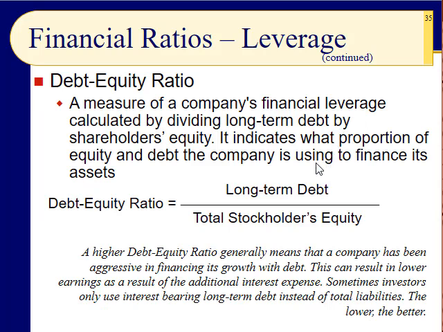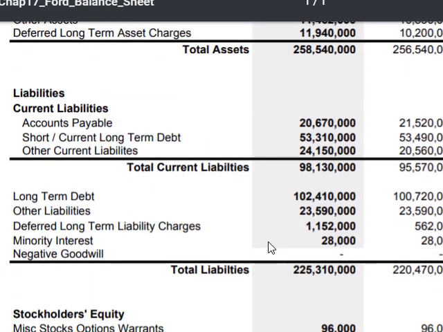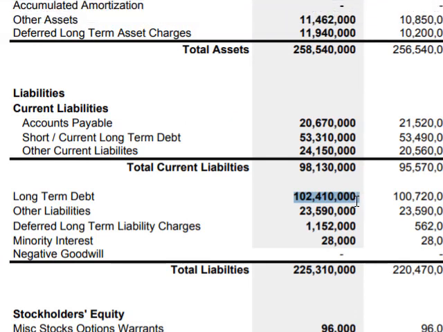So let's take a look at Ford's long-term debt divided by total stockholder equity. So where do we find the long-term debt? You know where. On the balance sheet. There it is, 102,410. Ford owes $102 billion in long-term debt. And they have other liabilities too, but those are the bonds that are outstanding, right? $102 billion.